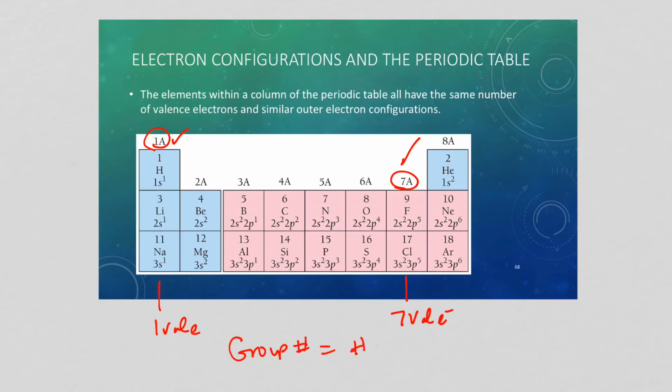The group number equals the number of valence electrons. So this can be a little shortcut once you understand it. If I give you an element, say sulfur, and you say, oh, that's in group 6, it must have 6 valence electrons, and then you could write out the configuration to confirm that. But if you just need to know how many valence electrons there are, you could easily know that from its location in the periodic table.